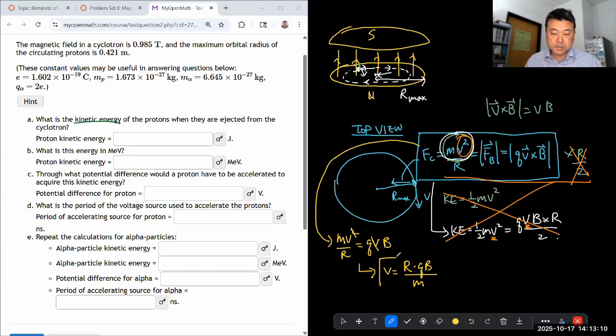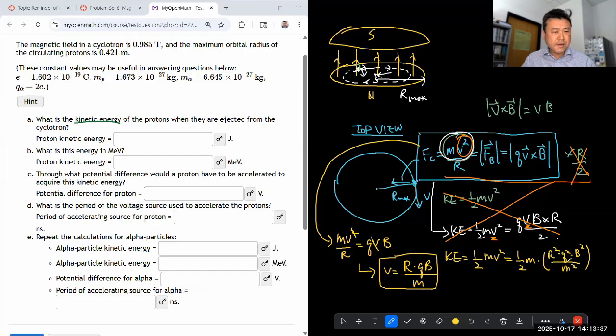Now I can use this to properly build my kinetic energy expression. Kinetic energy is equal to 1/2 mv squared. So I'll have 1/2 m and then this thing squared: 1/2 m times r squared q squared B squared divided by m squared. And now if I want, I can cancel out a factor of m. But you know what, let me not bother with that and just plug in all the numbers I have.